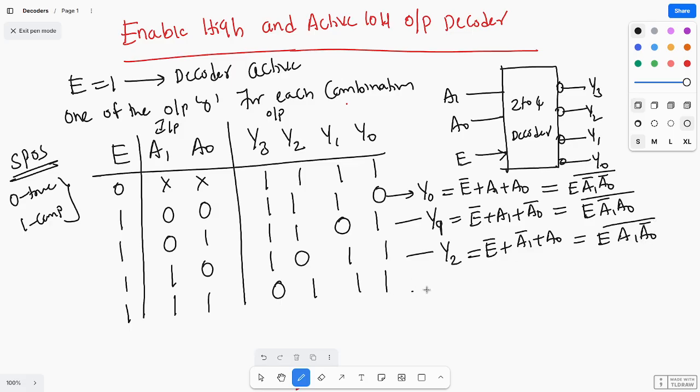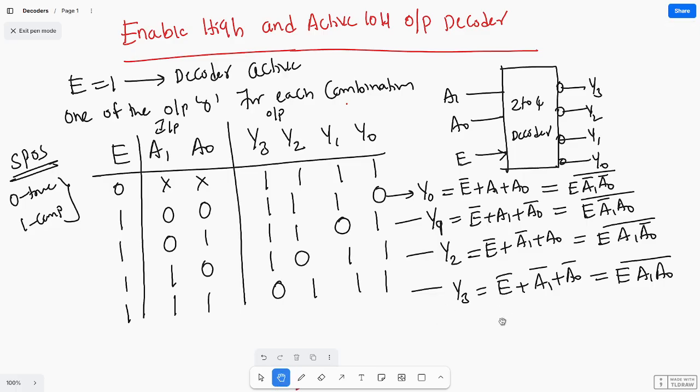And y3 equals E bar plus A1 bar plus A0 bar. This is equal to (E A1 A0) whole bar. So from this I can design this enable high active low decoder. How to design? Here I am using which gates? NAND gates.